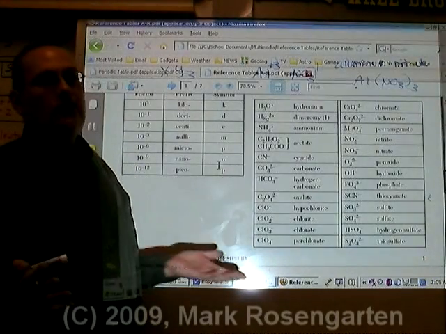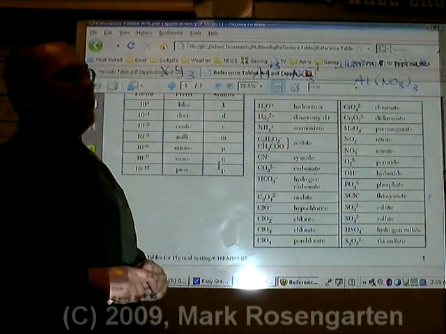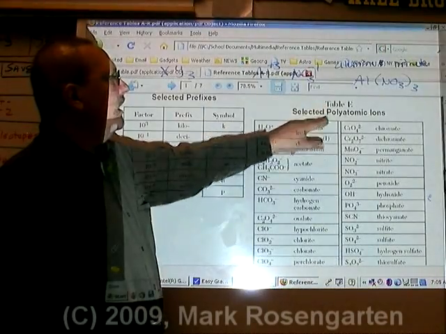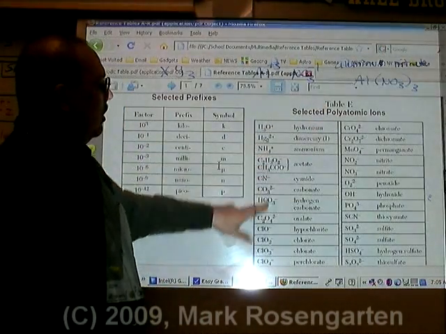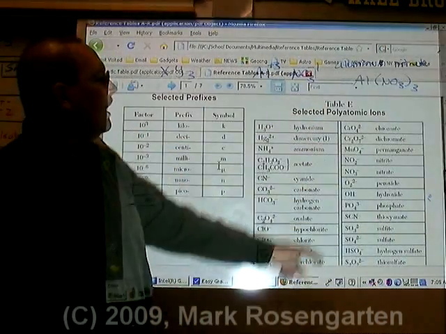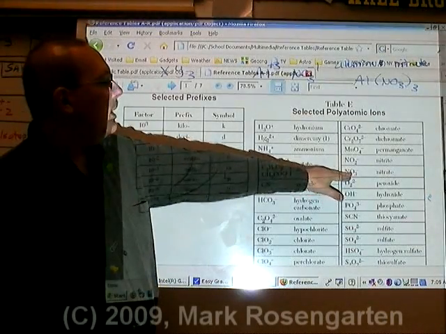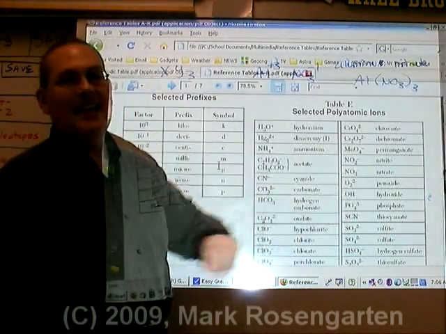Now, I wrote phosphate, I wrote nitrate. Where do I get the name of nitrate from? Reference Table E, selected polyatomic ions, has all of your polyatomic ions in it. Here's the nitrate ion. NO3 -1 is nitrate.